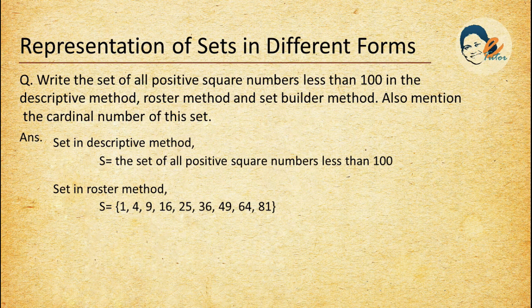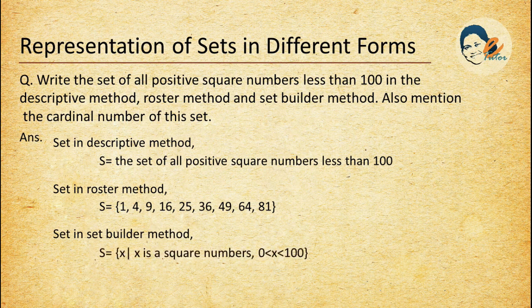Okay. So the set in set builder method. Here capital S equals x such that x is a square number and x is in the range between 0 to 100. So next we have to find the cardinal number, and the cardinal number equals 9, that is the number of elements in the roster method.